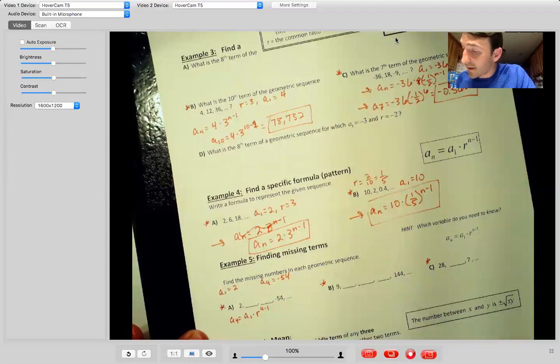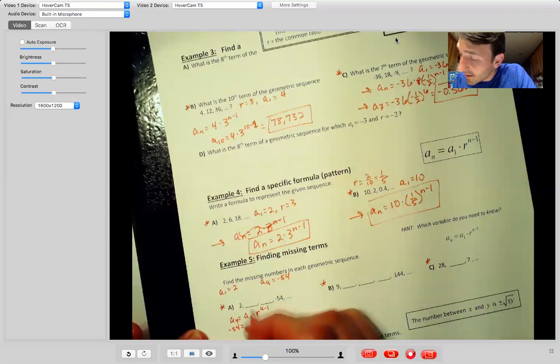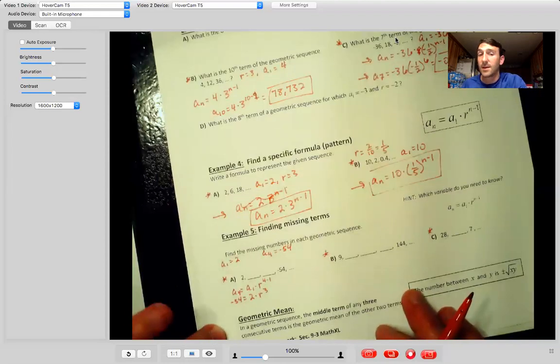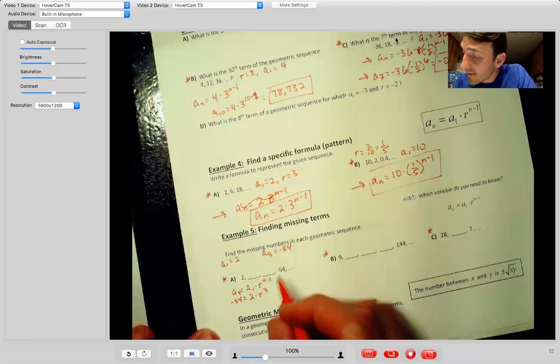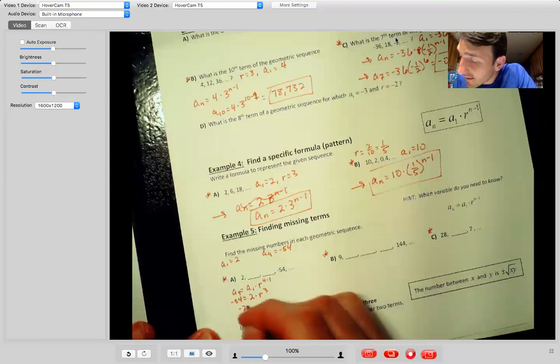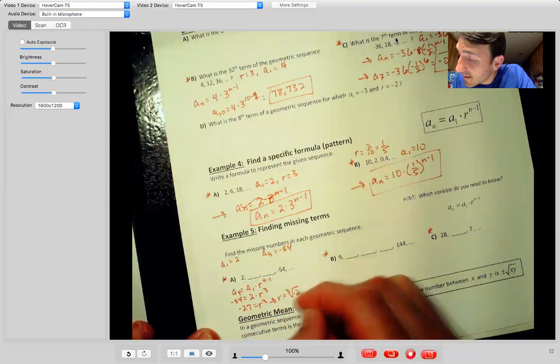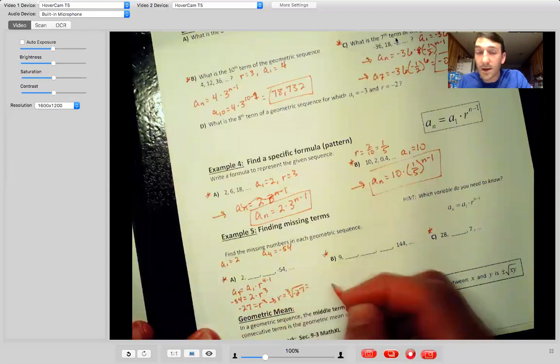So now we're going to sub in. We know what a couple of these are. This would be negative 54. We know A sub 1 is 2. We don't know R. So how could we solve for R in this case? Well, we're going to divide both sides by 2 and then take the cube root. Dividing by 2 gives me negative 27 equals R cubed. Then the cube root is going to be negative 3.